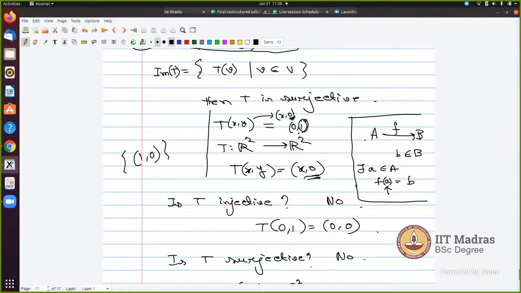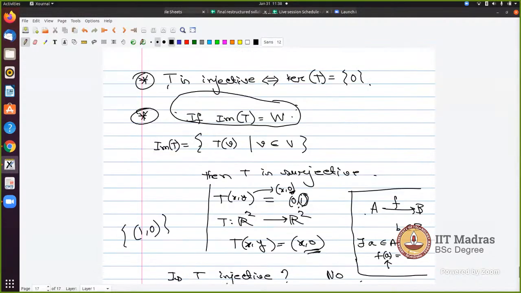Basically, here the image is also a vector subspace, correct? You can check it. Why? Sir, here the span of (1, 0) is the image of T. The image is also a vector space. First of all, is 0 there? Yes, the 0 vector is there. No, forget about this, in general.